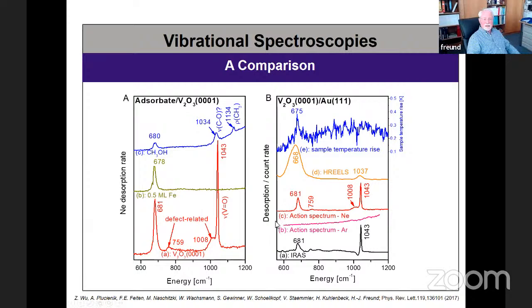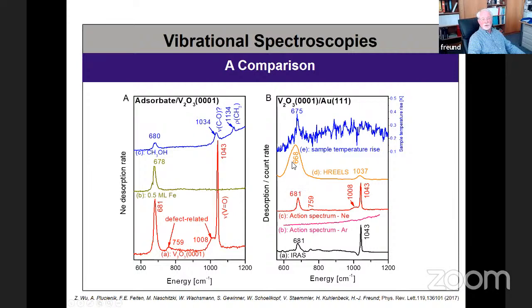And here is the one that we took with neon as a messenger. However, an interesting observation is, if we use a heavier messenger like argon, you don't see anything. Why is that? I'll come back to this. This is the comparison to EELS. This is an EEL spectrum of the same system, and you see the same peaks, but different intensities.